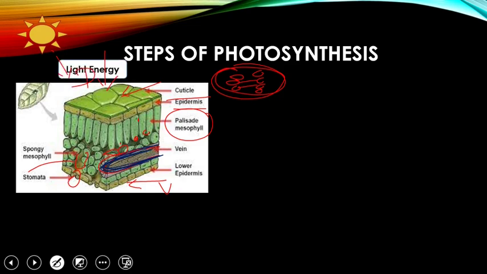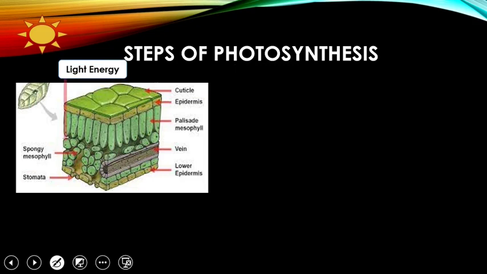So light energy is absorbed by the leaf. What does it absorb actually? Inside the chloroplast, the chlorophyll pigment. Where are they present? On the wall of the thylakoid membrane, they absorb the light energy. I repeat, this huge bunch was called granum.